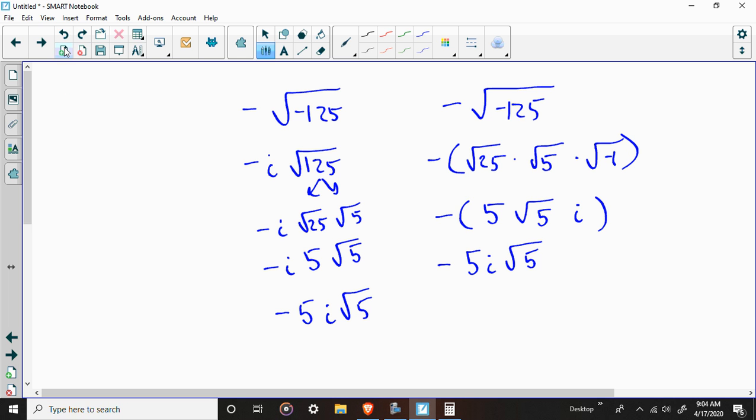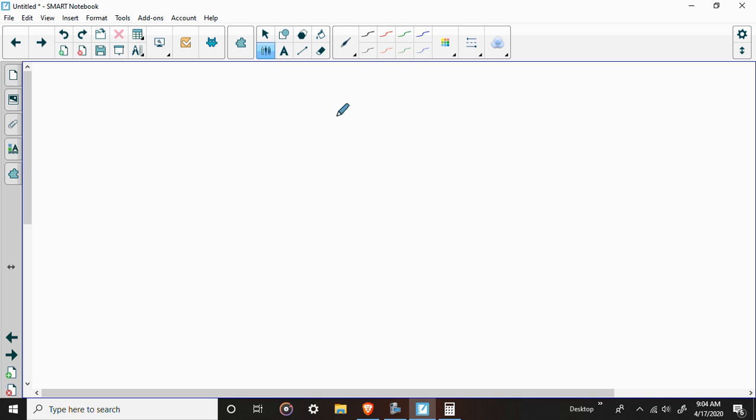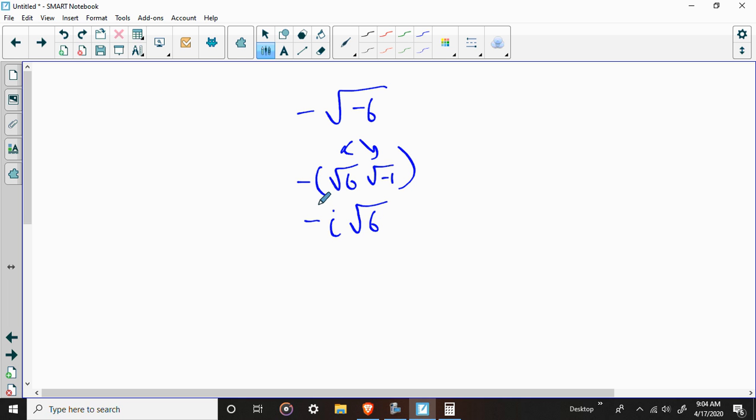Good? If I said, what's the negative square root of negative 6? Well, there are no perfect squares that go into 6. So this is going to be the square root of 6 times the square root of negative 1 with a negative on the outside. The square root of negative 1 is i, the square root of 6 is radical 6. So again, we write coefficients, i's, and then the radicals right there.